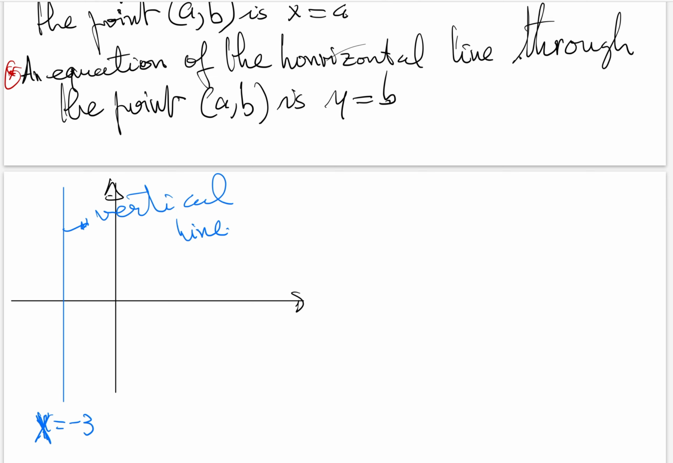Now the horizontal line. Let's pick any point. It doesn't have to be always x is equal to 0. No, you can pick any point. Let's pick y is equal to -3, because those points can belong to the line, okay? y is equal to -3. And draw the line parallel to the x-axis.